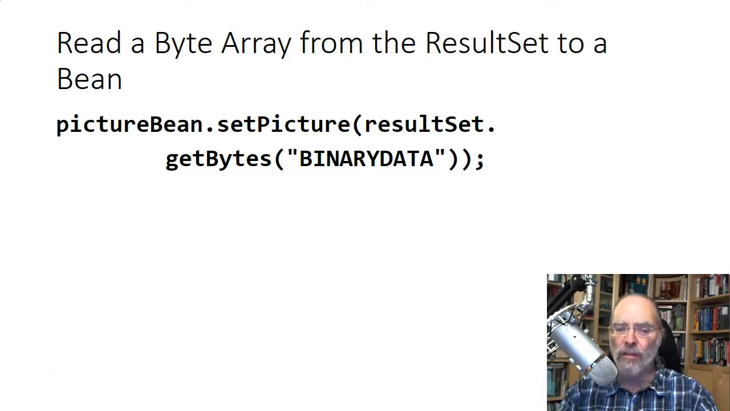I've omitted all of the code around this particular statement. We'll see it when we look at the sample project, but I just wanted to point out that when we have a result set and we wish to retrieve that array of bytes, it's simply resultSet.getBytes.